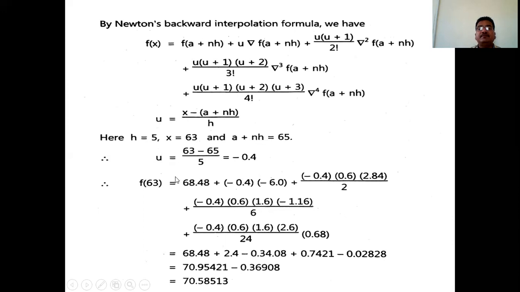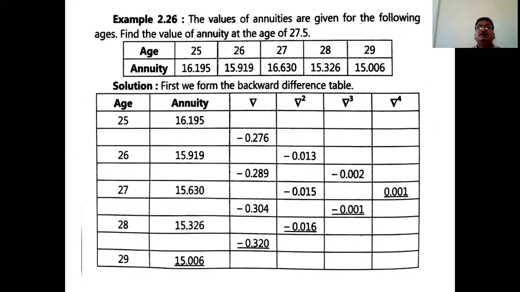And then find u and substitute all the values of u and this f of a plus nh, del f of a plus nh. We have this answer. That is the value corresponding to 63. The next problem.